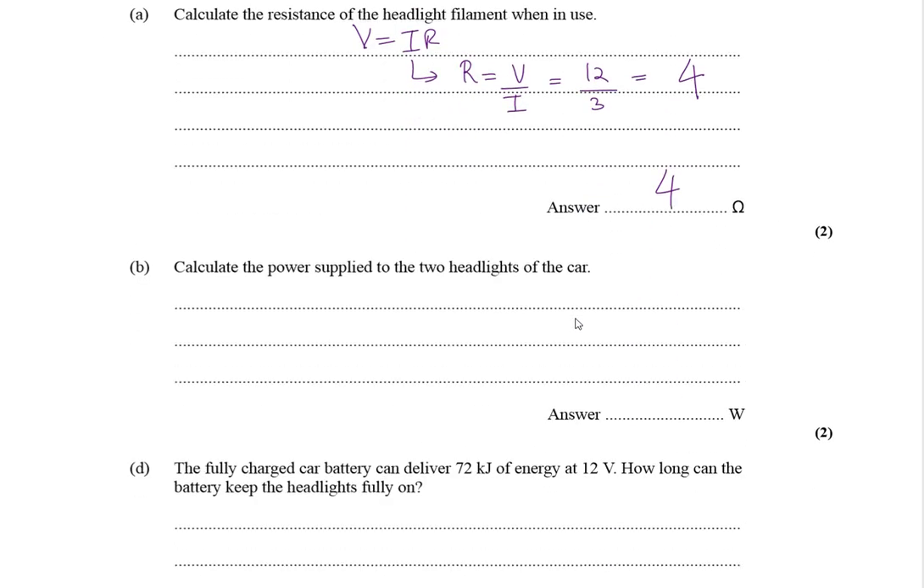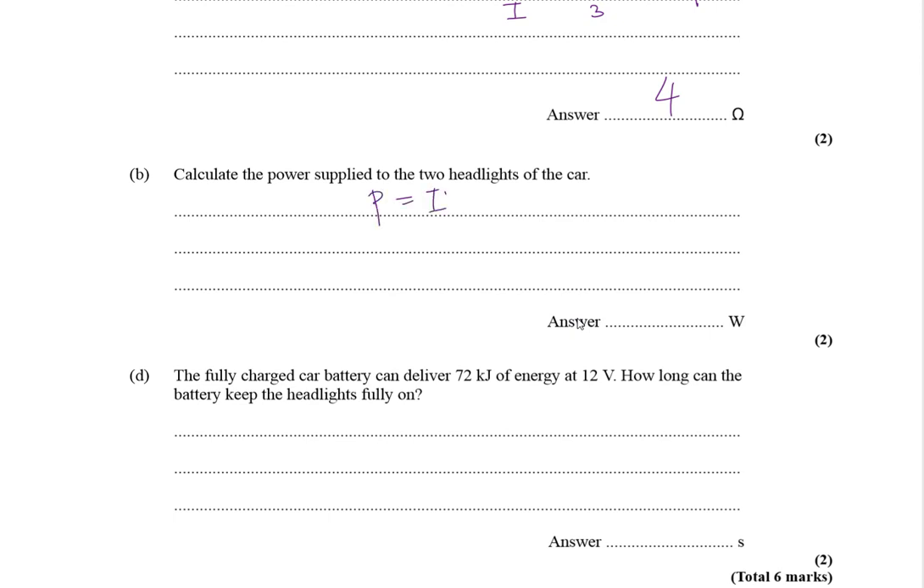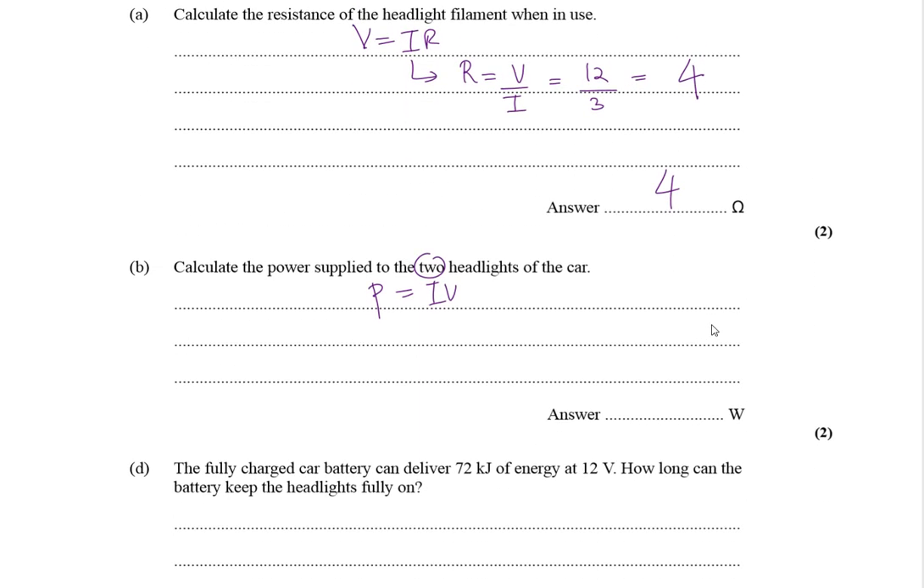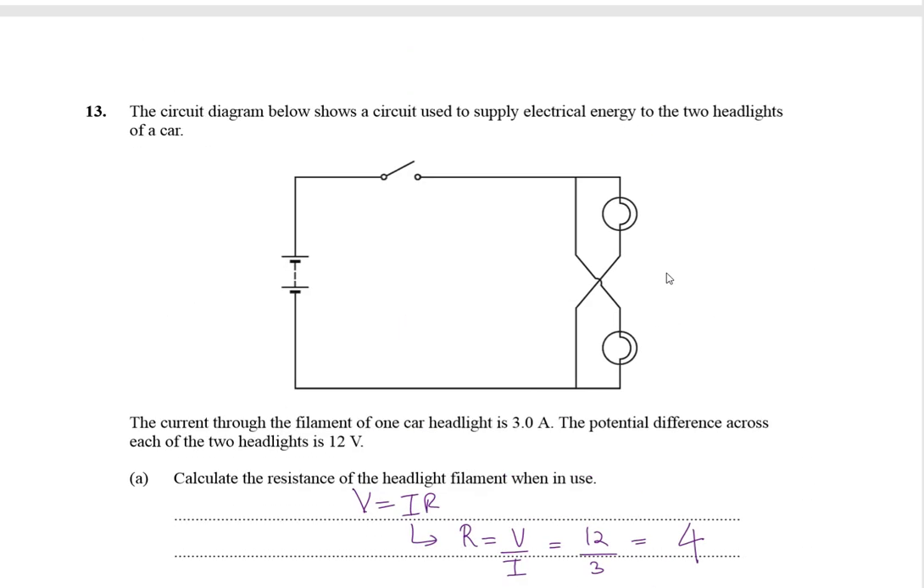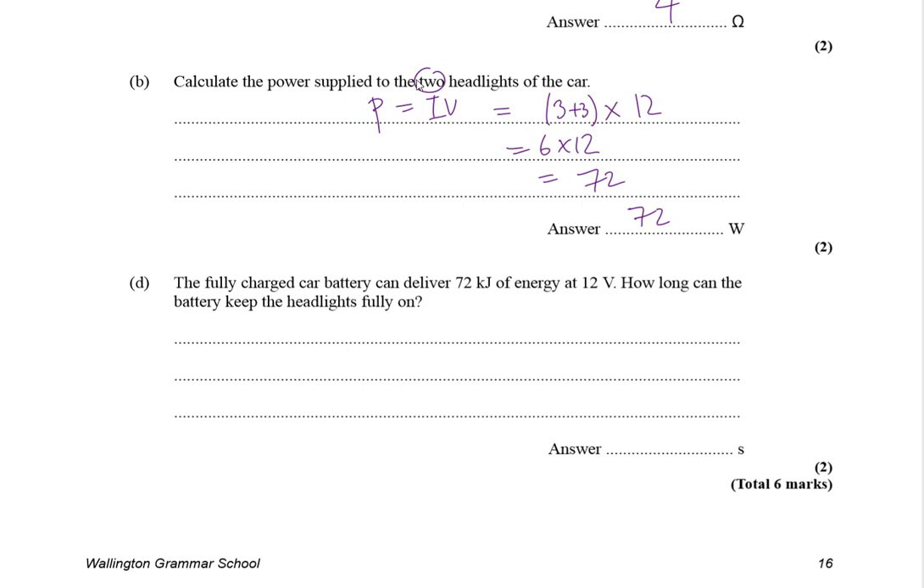Anyway, let's keep going. Now this one we got the equation P is equal to IV. Now we're looking for the two bulbs there. So therefore it's going to be I times V, 3 plus 3 times 12. So it's going to be 6 times 12. This will be 72. Now this here is a parallel circuit because we've got one branch here, one branch there. So this is 3 amps, and this is 3 amps. Therefore, the total current that goes in is going to be 6 amps. So we want to work out the power supplied to those two, so we need to factor in that the current has been split up.